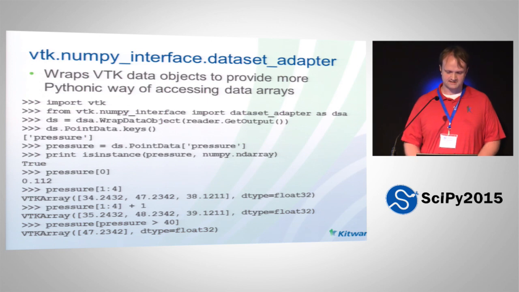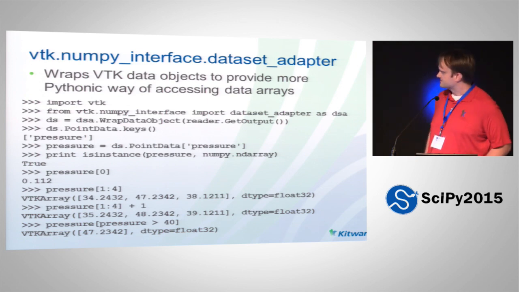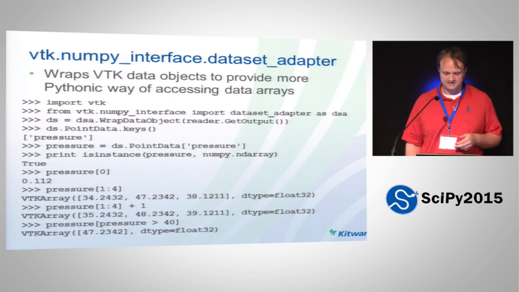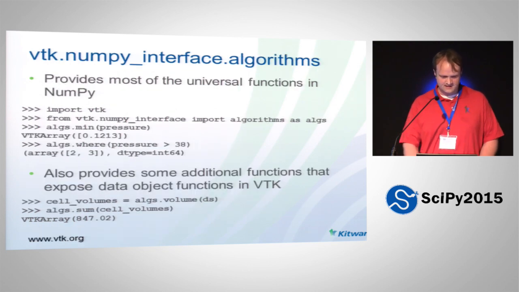You can use the keys method to list all the arrays that are available, and use the dictionary interface to grab an array. And you'll see that in the middle, I'm checking to see, is it an instance of a Numpy array? And it is, so we can actually use Numpy on this array in all the usual ways, like the slicing examples I have below, and the other examples as well. But that doesn't handle the case of this distributed data.